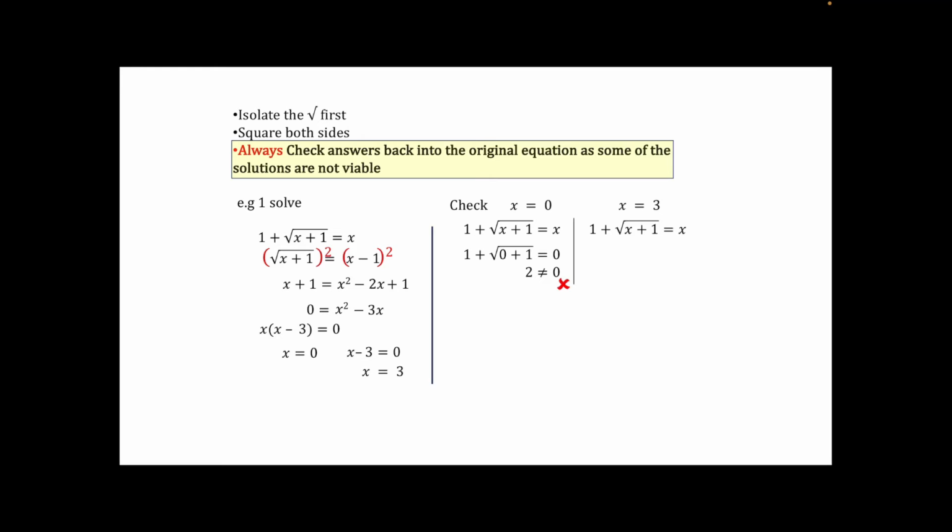Let's try for x is equal to 3. Substituting 3 into our equation gives us 1 plus the square root of 3 plus 1 equals 3. 3 equals 3. Therefore, x equals 3 is a solution of our equation.